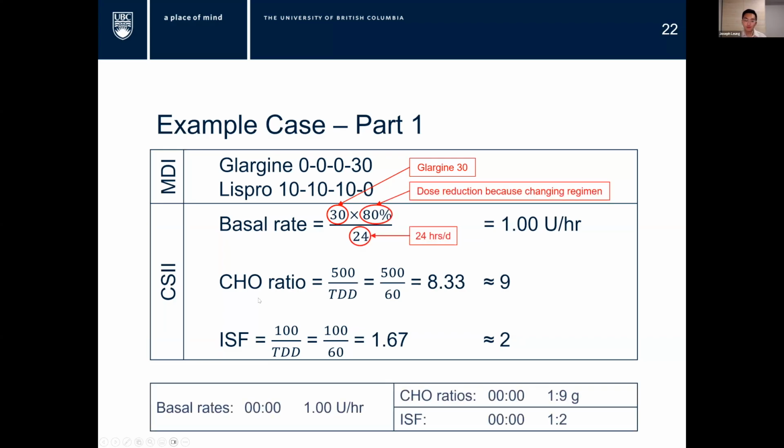So these are the initial pump settings that we're going to plug in. Basal rates, midnight to midnight, 1 unit an hour. Carb ratios, midnight to midnight, 9 grams. And ISF, midnight to midnight, 1 to 2.